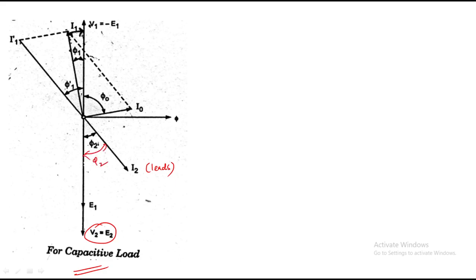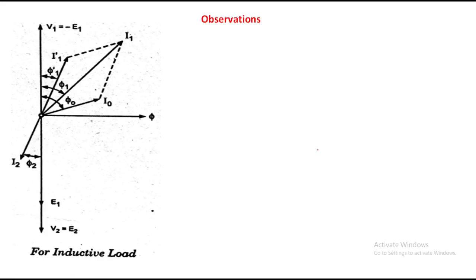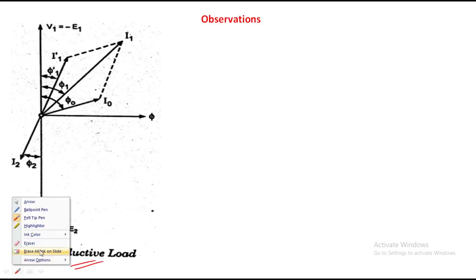Phi 2. So obviously flux, this is the I mu and this is IW. So I2 is like this, I2 leads the voltage by phi 2. Obviously I1 should be drawn like this. The resultant between I1 dash and I0 should be equal to what? I1. So like that you have to draw the phasor diagram. And here I am going to explain some important observations. So for inductive load, what will happen?